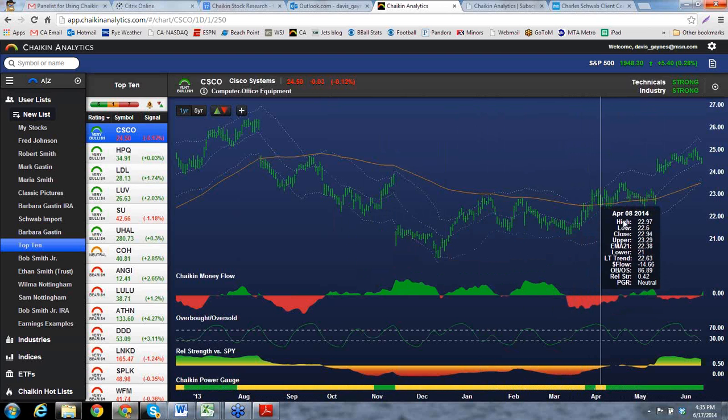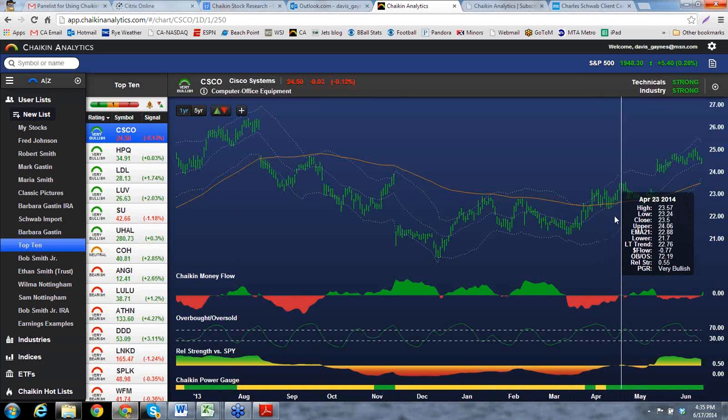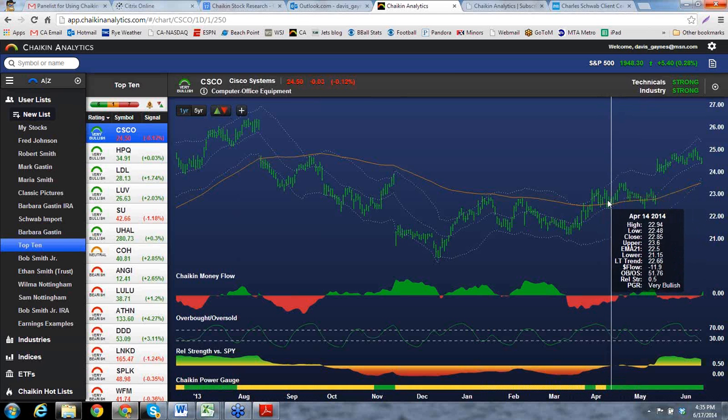And then on, let's see what day that was, on April 10th, it went very bullish. And on April 10th, it went very bullish at a price that closed at $22.65. And when you start looking at stocks on Chaikin, if you do that exercise, you go click in the chart and take a look at when our power gauge changed.